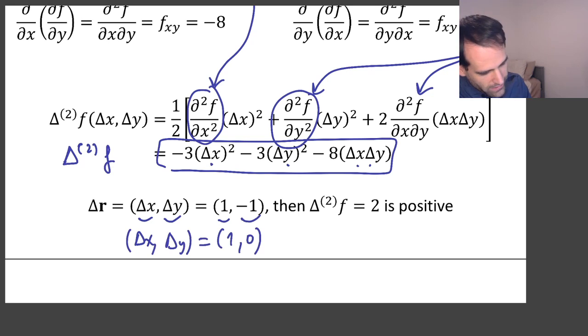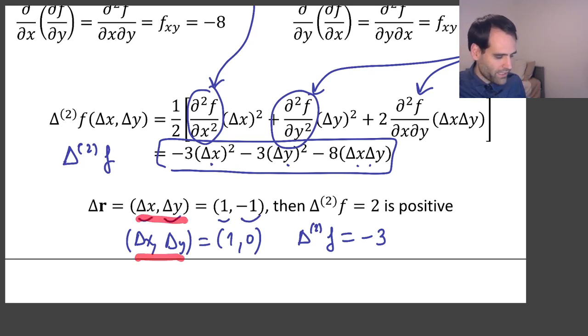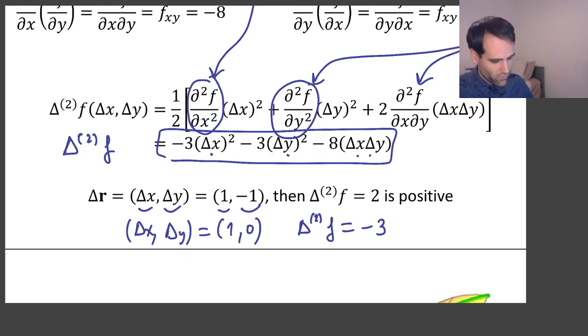However, if you choose, for example, delta x and delta y equal to 1 and 0, so I substitute delta x equals 1 and delta y is 0, these two terms go away, so we get minus 3. Which means that for different values of delta x and delta y, we are getting different signs in the second order term of the Taylor expansion. How is this possible? What is going on?